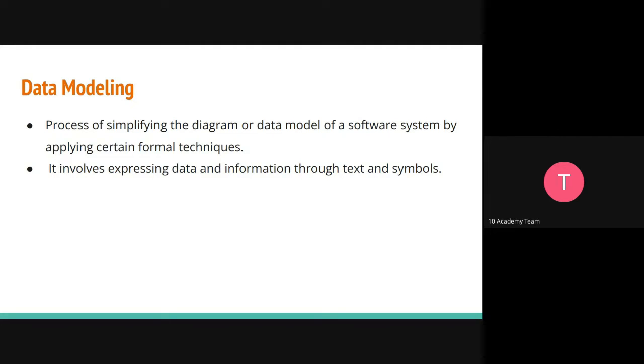It's a way to picture your data model. To understand your data model, just picture it as a blueprint for a house or a building. That's going to be the plan that's going to assist you in your production, right? So it involves expressing data information through text and symbols.